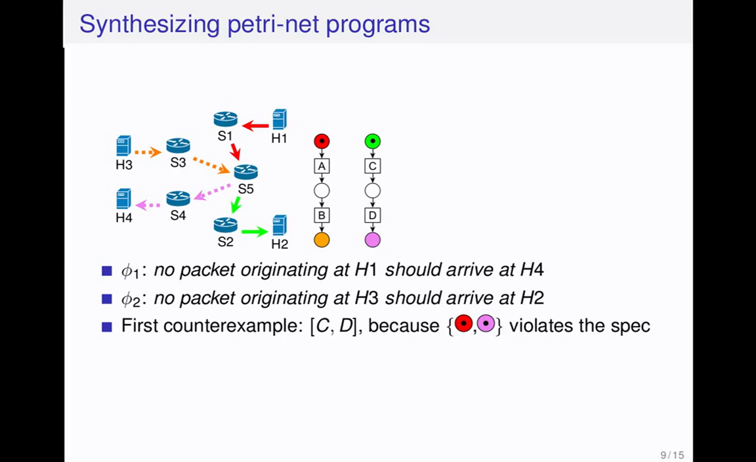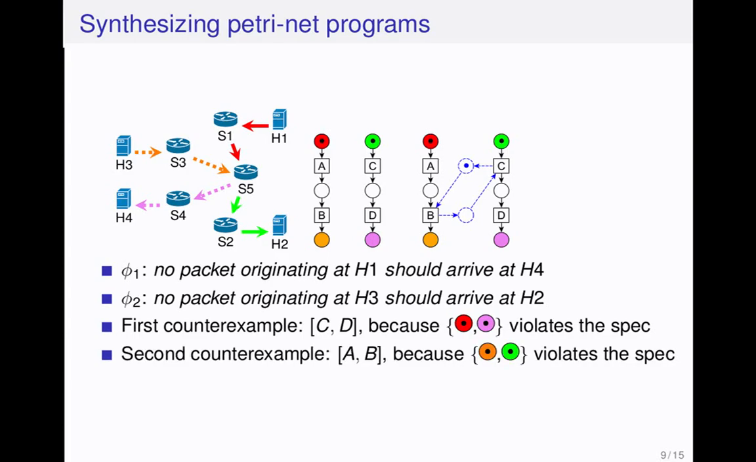So no packet originating at H1 should arrive at H4, and similarly with the other one. If you check this first initial Petri net, you get a counterexample: if C fires and then D fires, the token on the right moves down to violet, and that violates the specification as we saw previously. Our tool takes that counterexample and generates a skeleton that eliminates it. So here's that one. But this second Petri net also has a different problem.